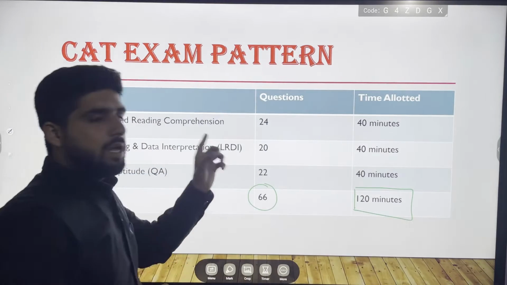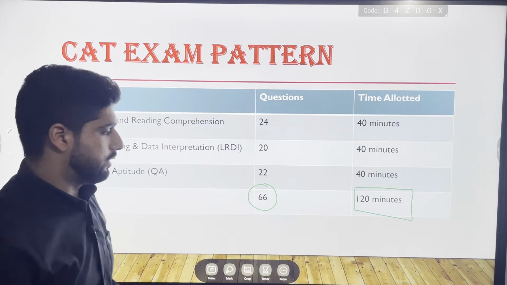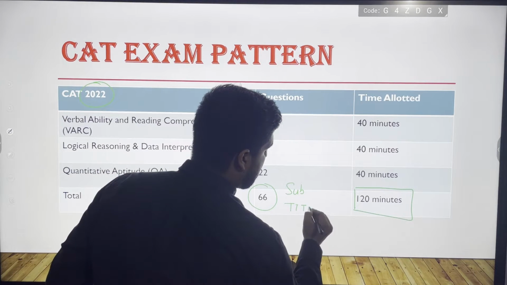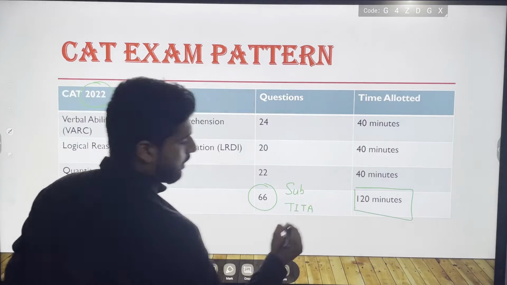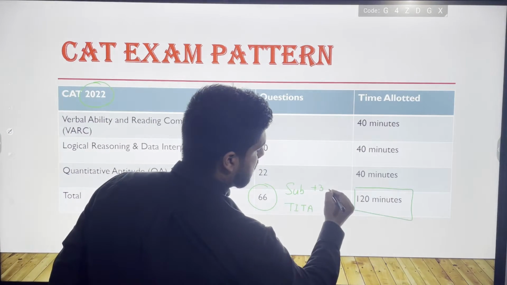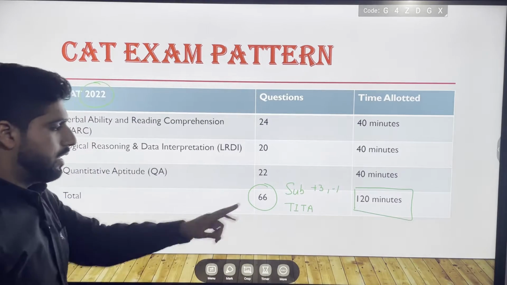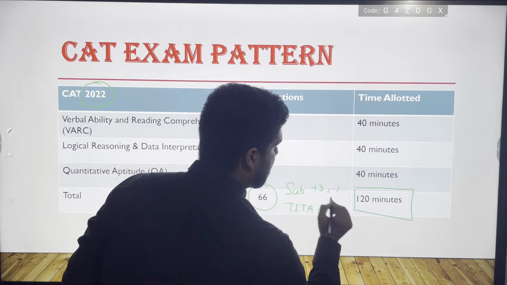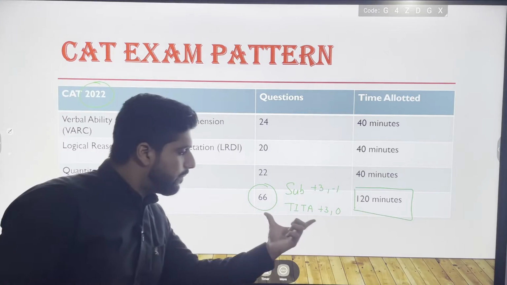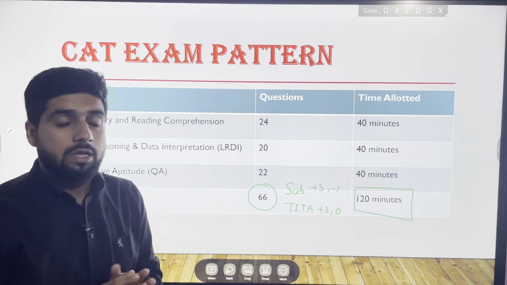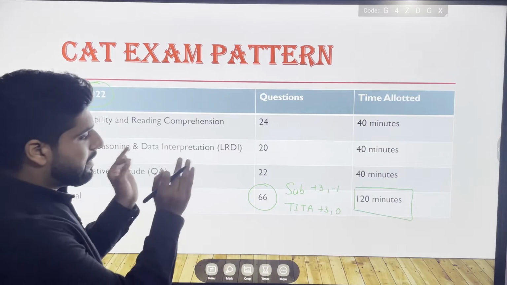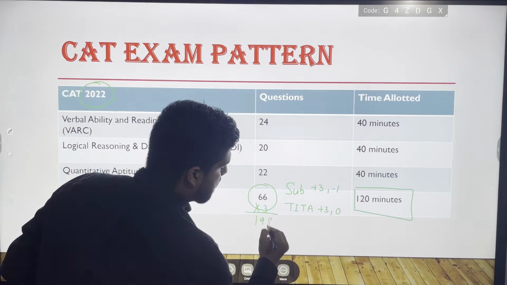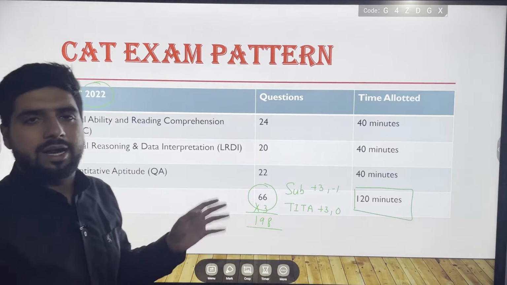In the CAT exam there are two types of questions, one the multiple choice one and one TITA, type in the answer. For the multiple choice one we get +3 for the right answer and -1 for the wrong answer. In TITA based, if it is correct you will get +3, if it is wrong you will get 0 marks. So that means in TITA based questions there is no negative marking. So if the pattern remains the same as last year, there will be 66 questions into 3. So totally this CAT exam will be of 198 marks.